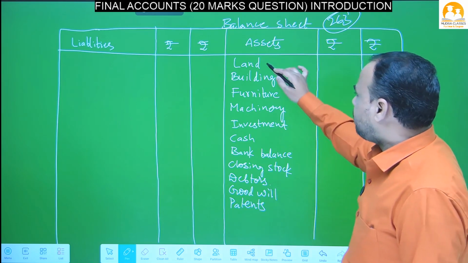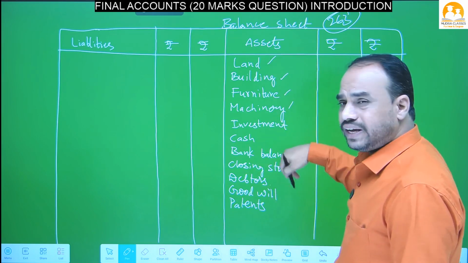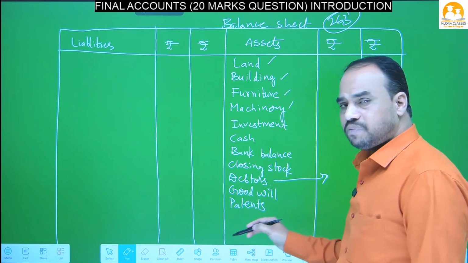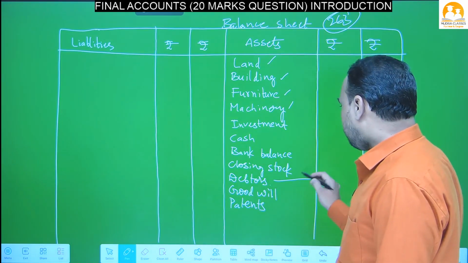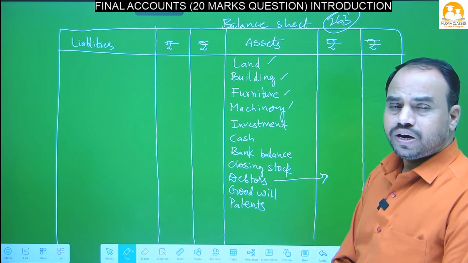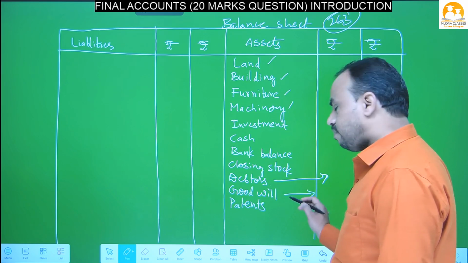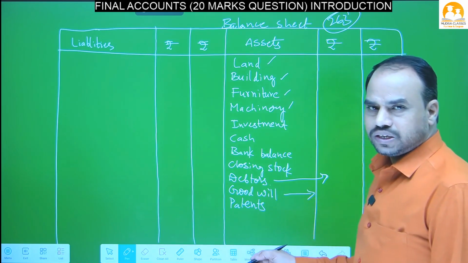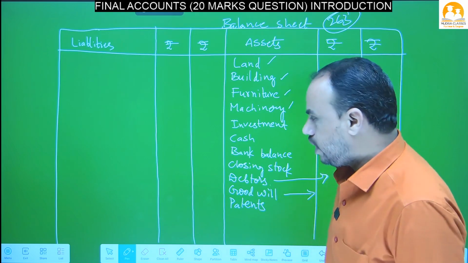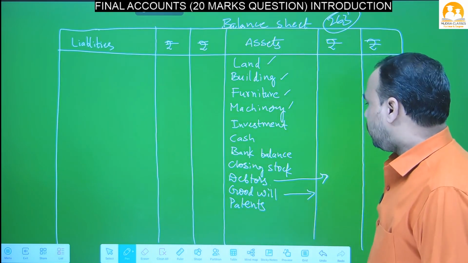Land, building, furniture, machinery, these are all known as assets. Debtors means those who have taken credit from us. Who is a debtor? The person who purchased on credit from us is called a debtor. Goodwill means the good name of a business. For example, Reliance company has a good name and good reputation. Because of that good name they earn extra profit and extra income, that is goodwill.